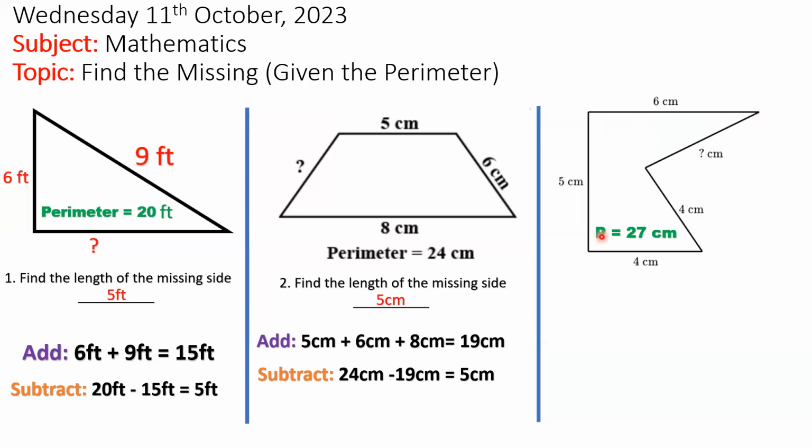Also, draw the shape. Once you draw the shape, this is a 1, 2, 3, 4, 5-sided shape. So it's a pentagon, and not a regular pentagon because the sides are not equal.